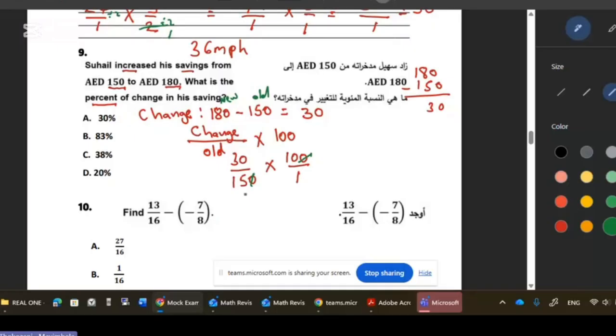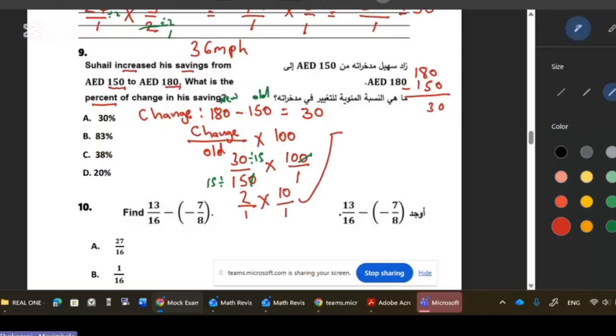Right? And now I can simplify this. Now I have 15 and 30. All right. So how many 15 goes into 15? So I can divide this by 15. And I can divide this by 15 as well. So I'm going to have something like this. 30 divided by 15 is going to give me 2. Are we following? And 15 divided by 15 is going to give me 1. Right? Multiply by 10 over 1.